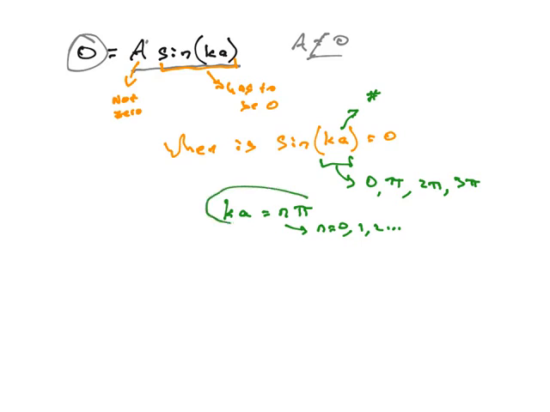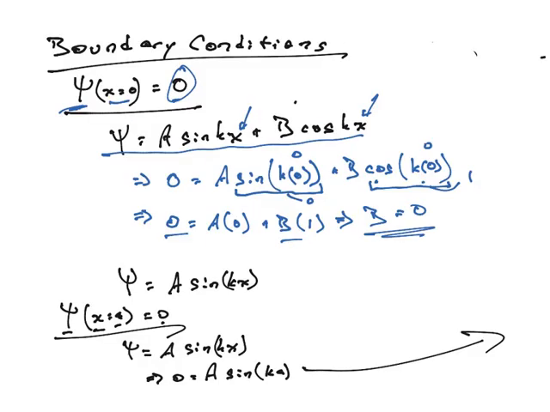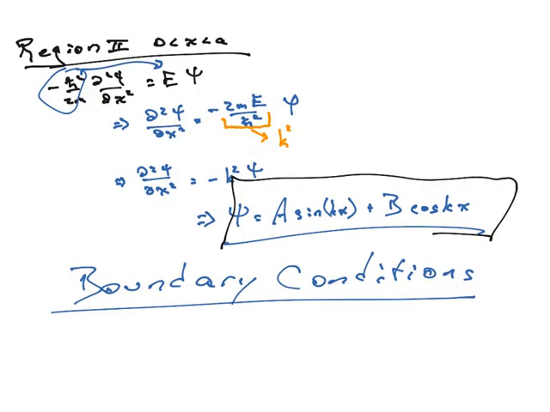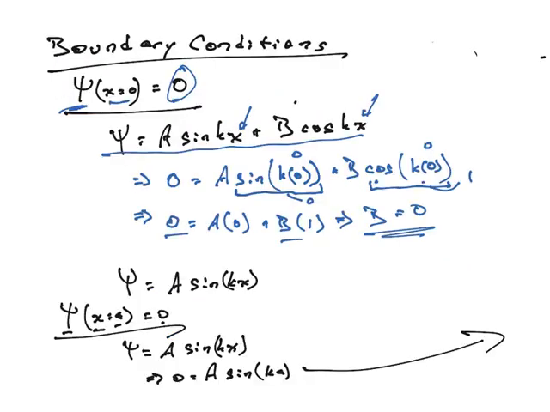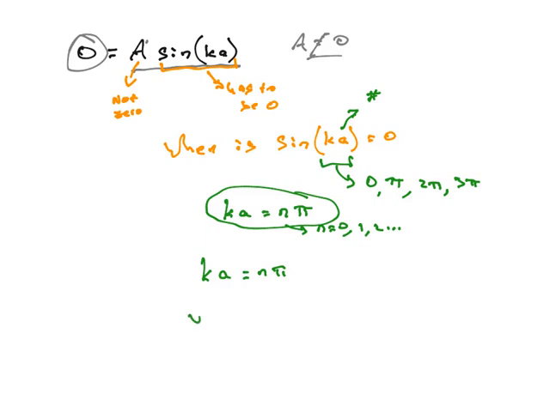Well, now let's look at what we have here. This is fancy. We have k times a equals n pi. But what is k? If you remember what k was, let's look back. K was given right here. K is the square root of 2mE over h bar squared. That's k times a is a number equals some n times pi, where n is an integer.